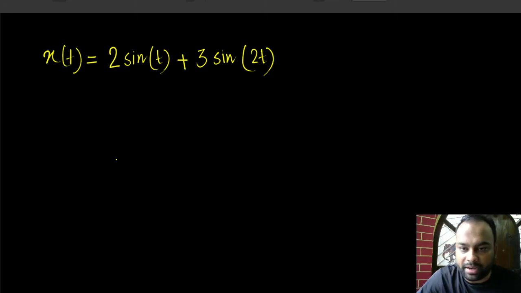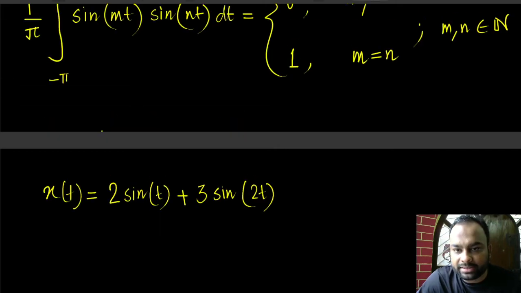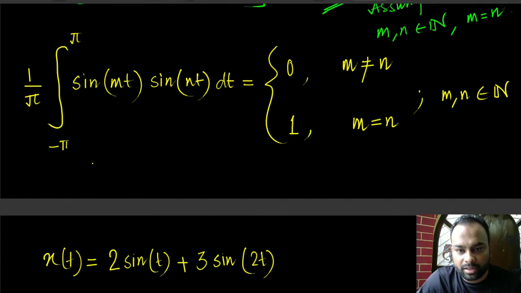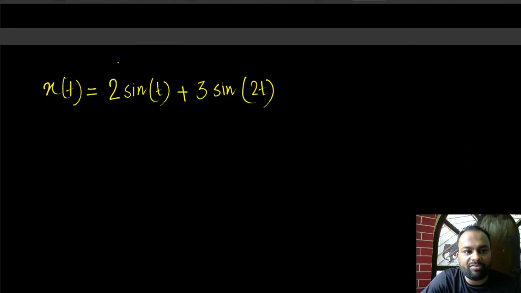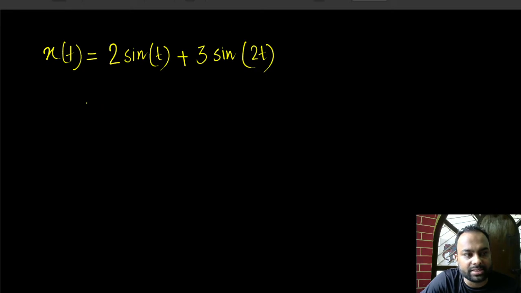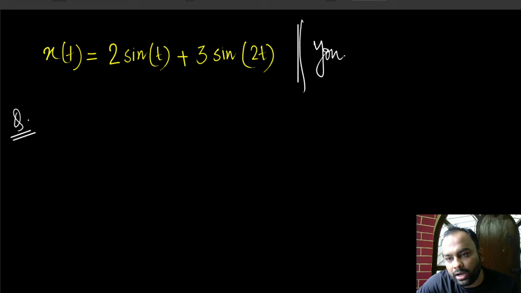So my point so far is that this integration is valid. This results in a 0 when m is not equal to n, and this results in a 1 when m is equal to n. So with that said, if I have this signal, say I have this signal and ask you this question. My question is this: I have this signal, and say you only have a waveform.